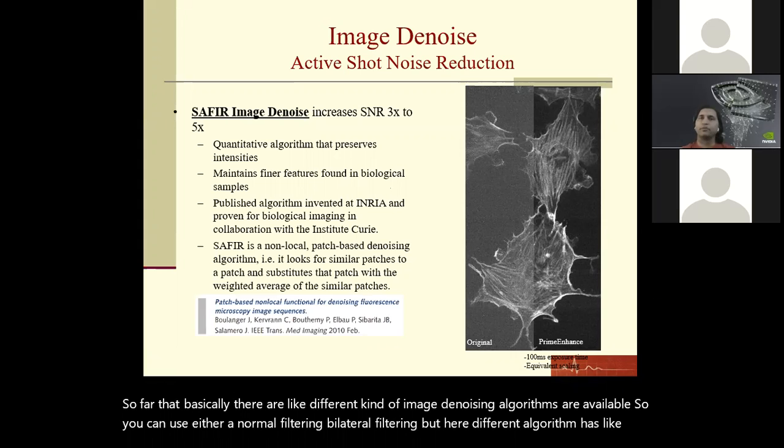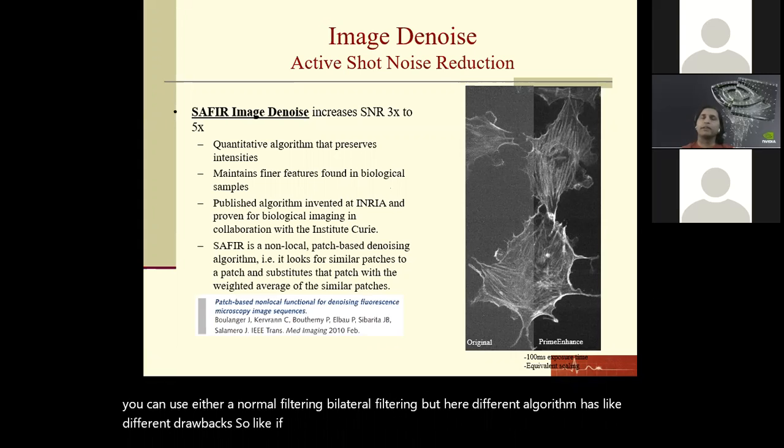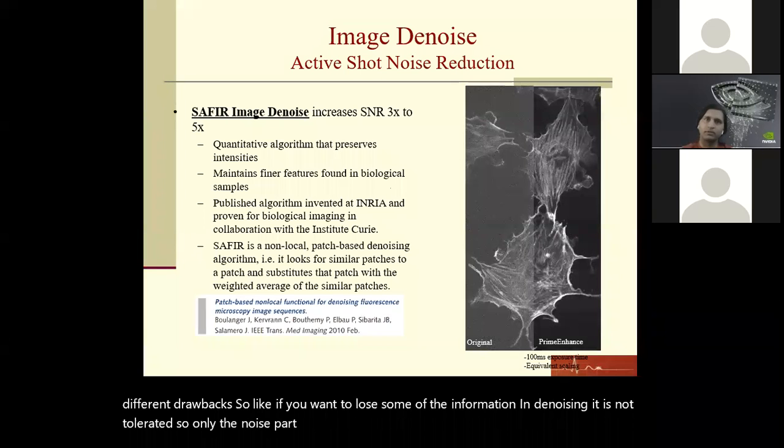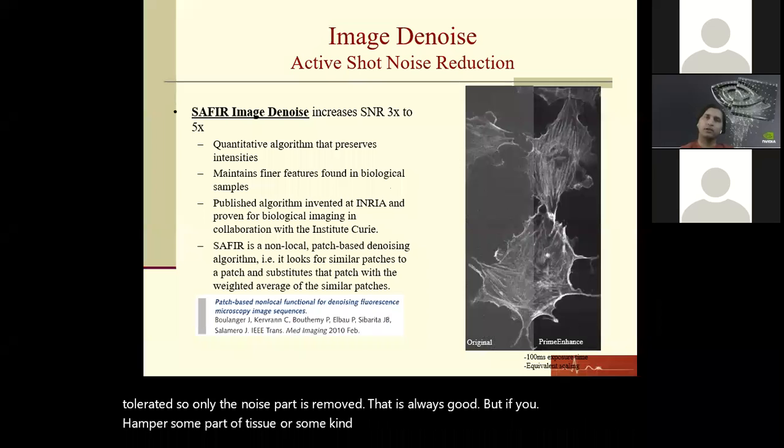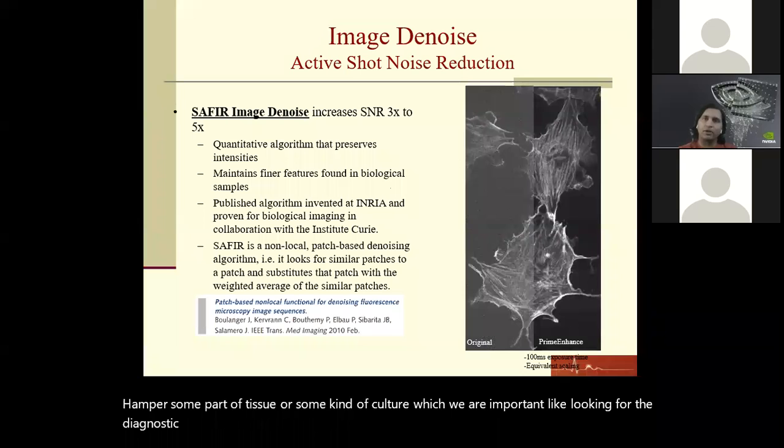If you lose some of the information in denoising, it is not tolerated. Only the noise part should be removed. That is always good. But if you hamper some part of the tissue or some kind of culture which is important for looking at the diagnostic information, if it is corrupted by your algorithm, that is not accepted. So we are going to discuss one algorithm. That algorithm is a patch-based algorithm.